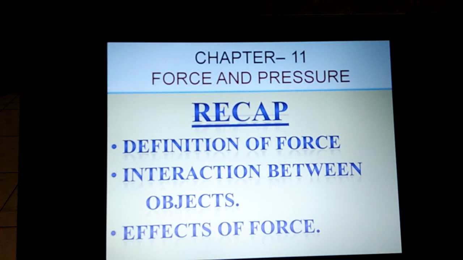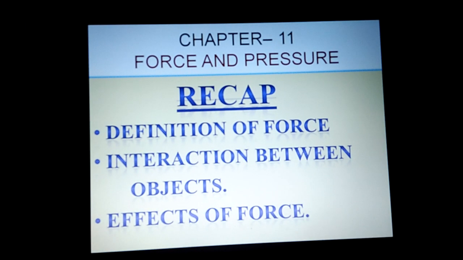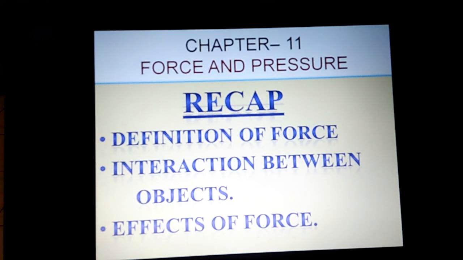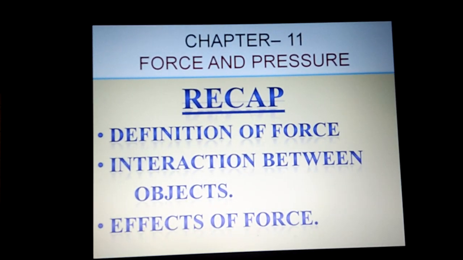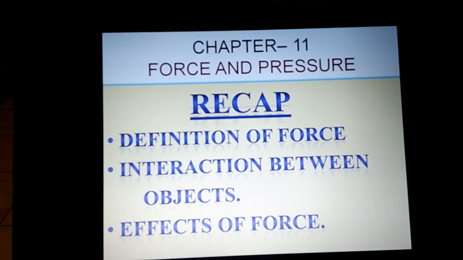The second thing that we discussed was that force can only act whenever there is an interaction between two or more objects. The third and the most important topic we discussed was the effects of force, whatever force produces on the other objects. So, what were the effects of force?